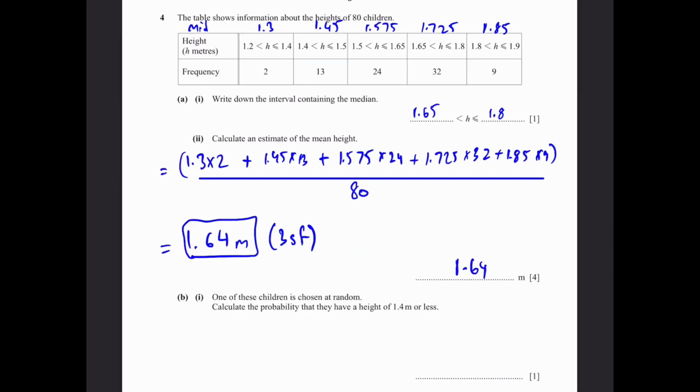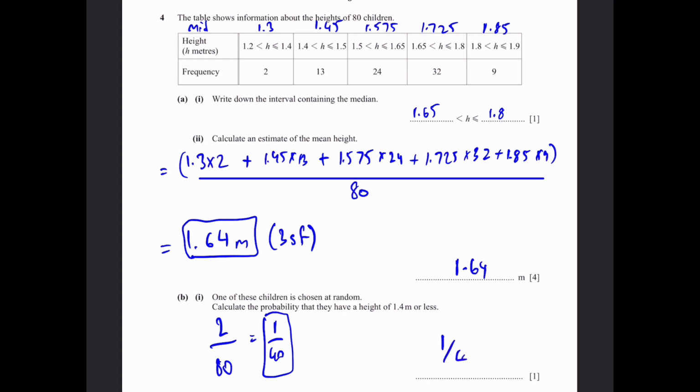B1, one of these children is chosen at random. Calculate the probability that they have a height of 1.4 meters or less. That means they should be inside this interval. So that will be 2 frequency divided by a total of 80. That will be 1 by 40.